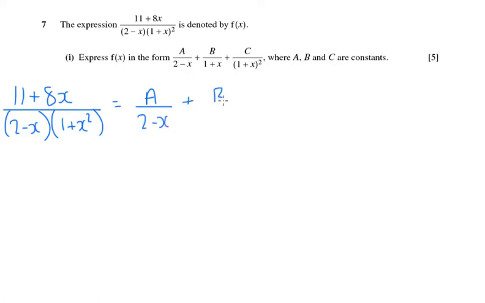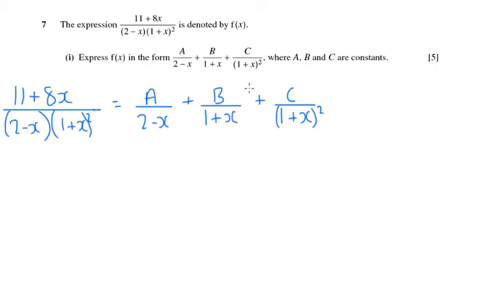So we're saying that this 11 plus 8x over 2 minus x times by 1 plus x all squared can be written as a over 2 minus x plus b over 1 plus x plus c over 1 plus x all squared, which it can.